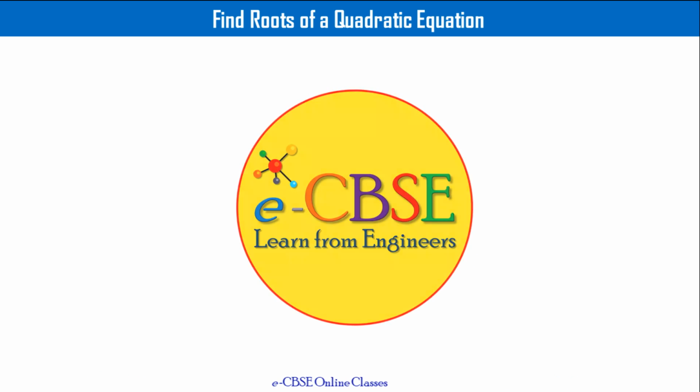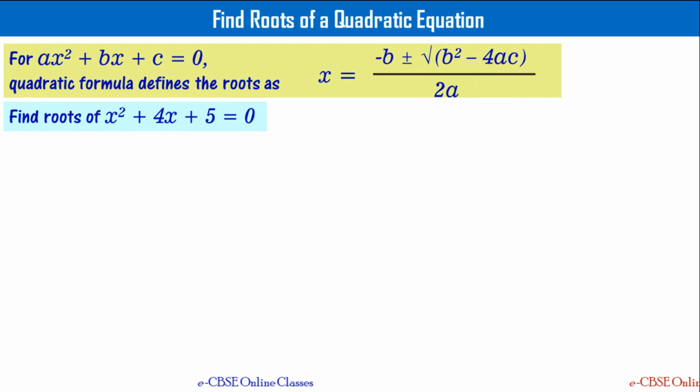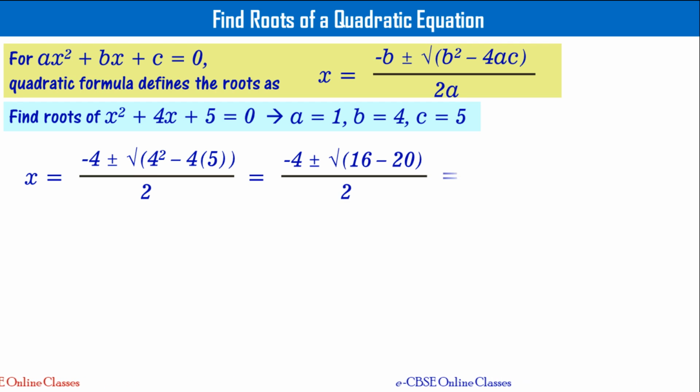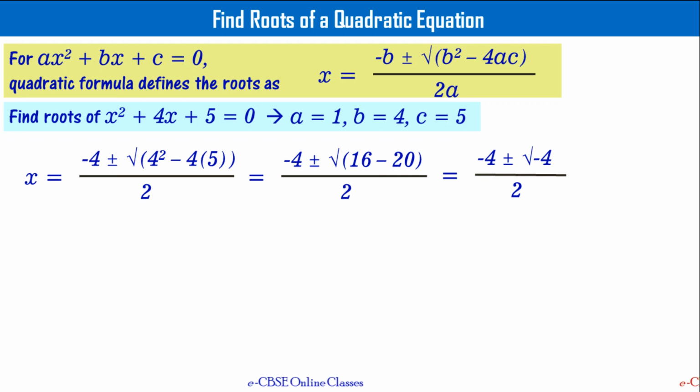Now let's consider another problem, that is find roots of x square plus 4x plus 5 equal to 0. When you compare this equation with ax square plus bx plus c equal to 0, you can say that a equal to 1, b equal to 4 and c equal to 5, right? Let's substitute these values into quadratic formula and simplify it such that x can be written as minus 4 plus or minus square root of minus 4 divided by 2, right?